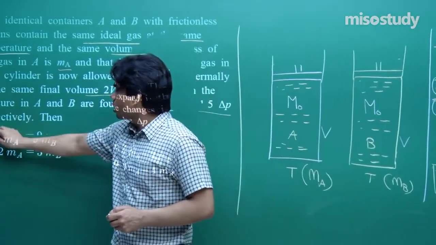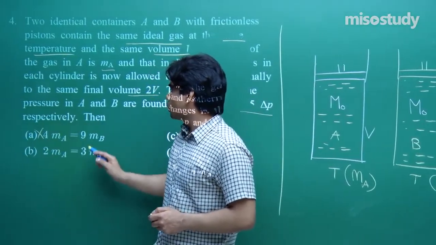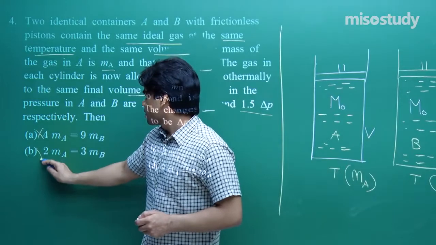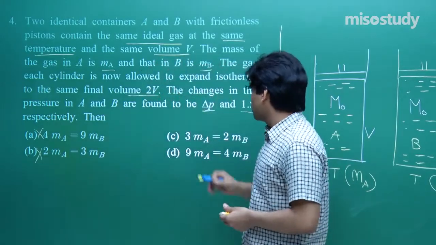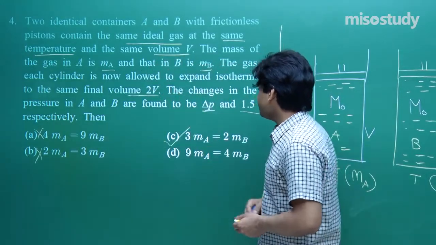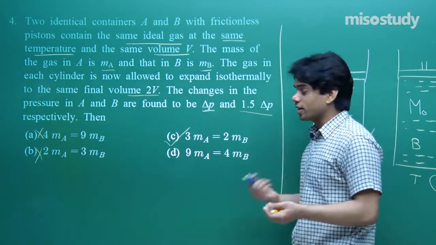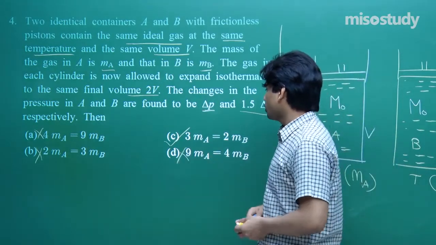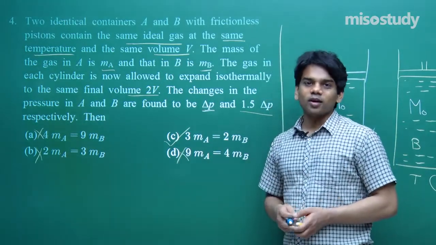Clearly option A, 4 MB, 9 MB, no, 3 MA equals to 2 MB, so this will not be satisfying. This 2 MA equals to 3 MB, no, 3 MA equals to 2 MB. This is what we are attaining, this is what we are reaching. 9 MB equals to 4 MB, no. So I hope that you have got how to solve this.